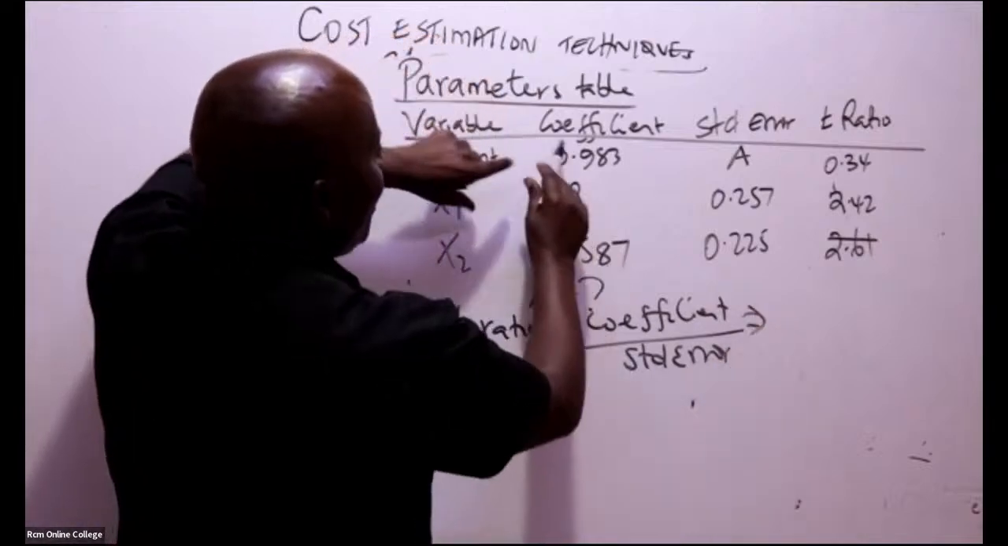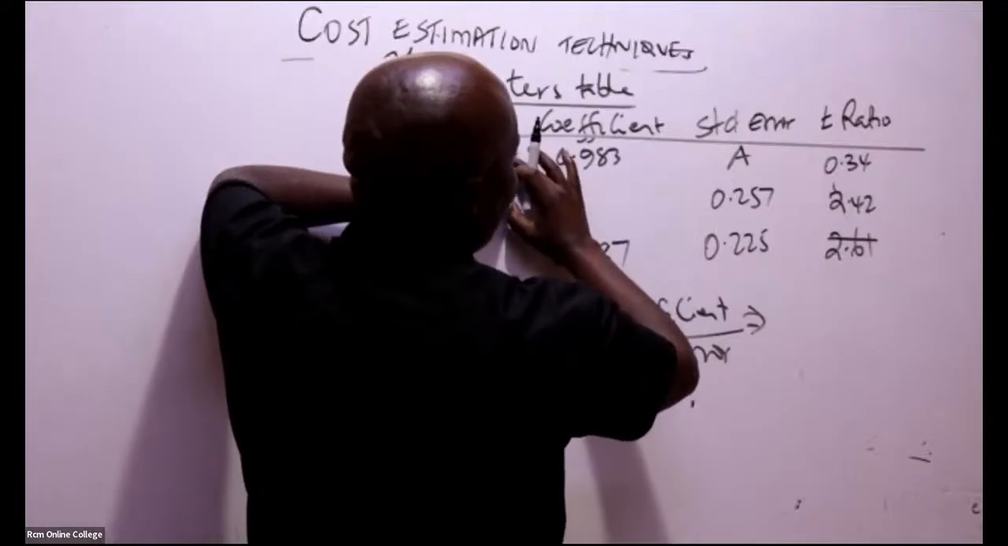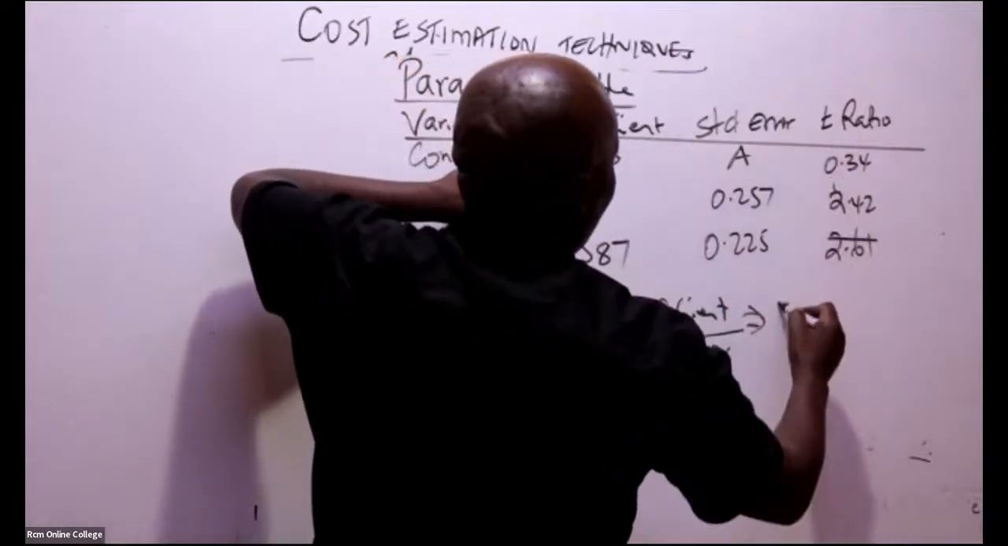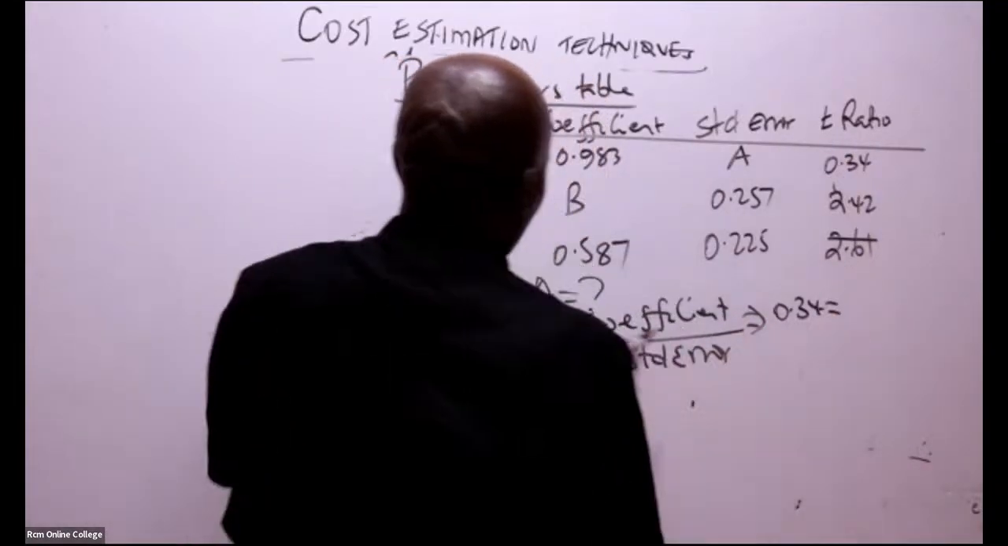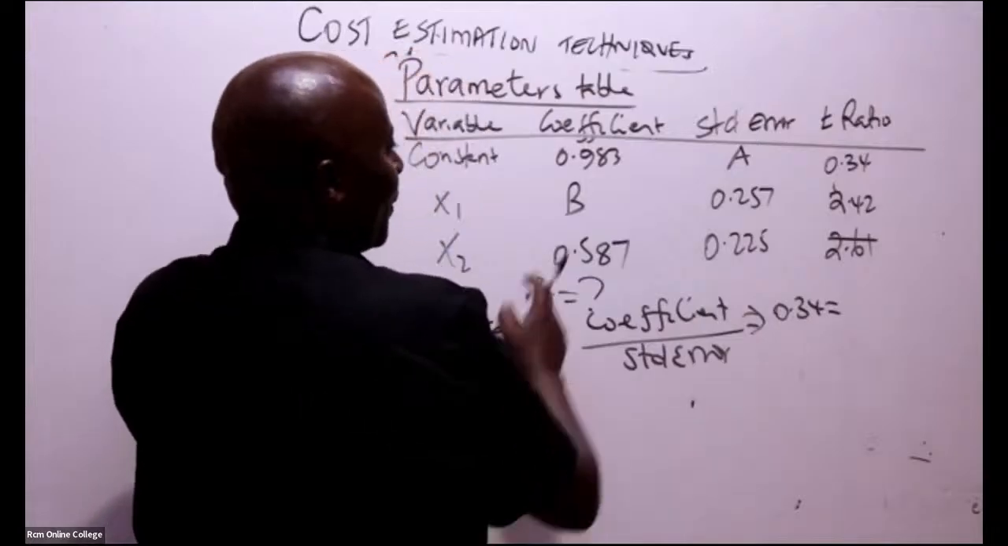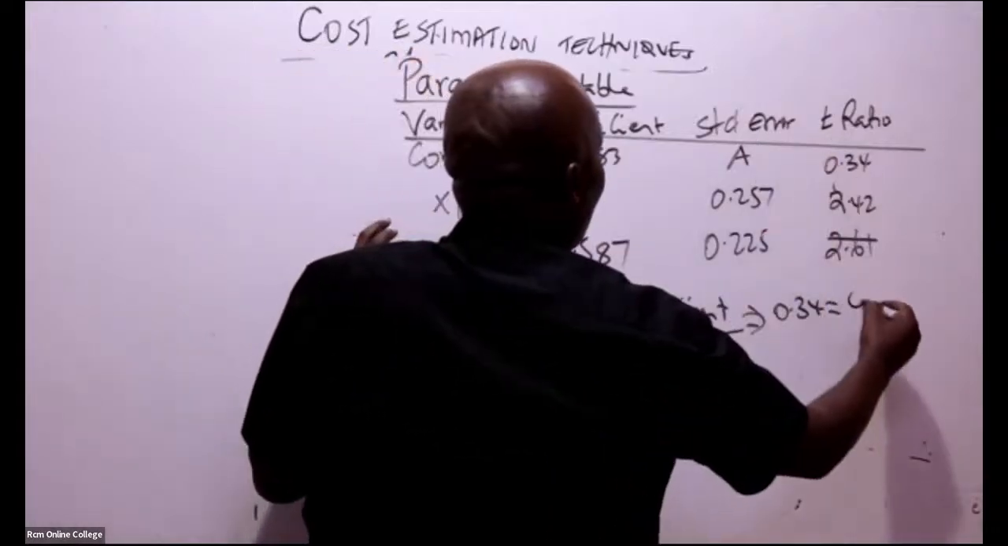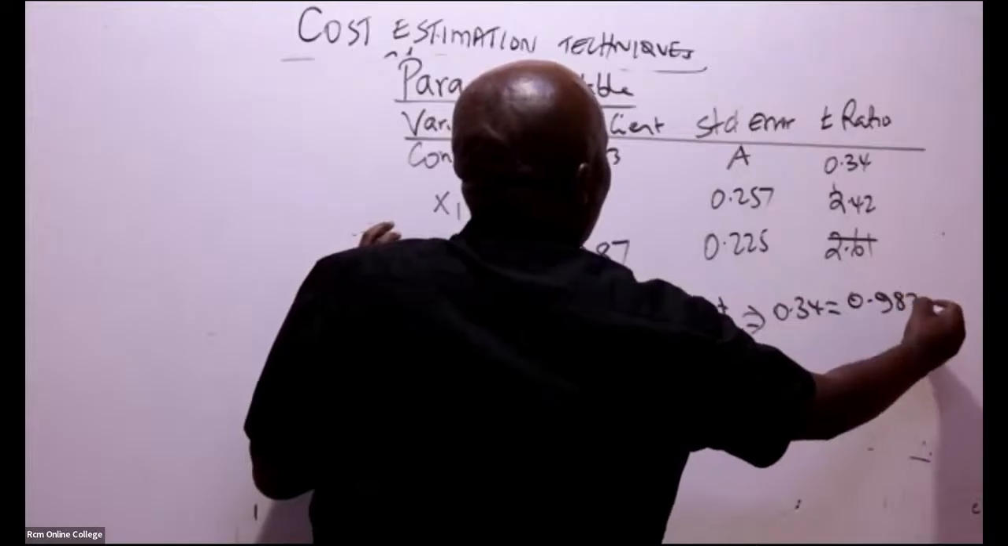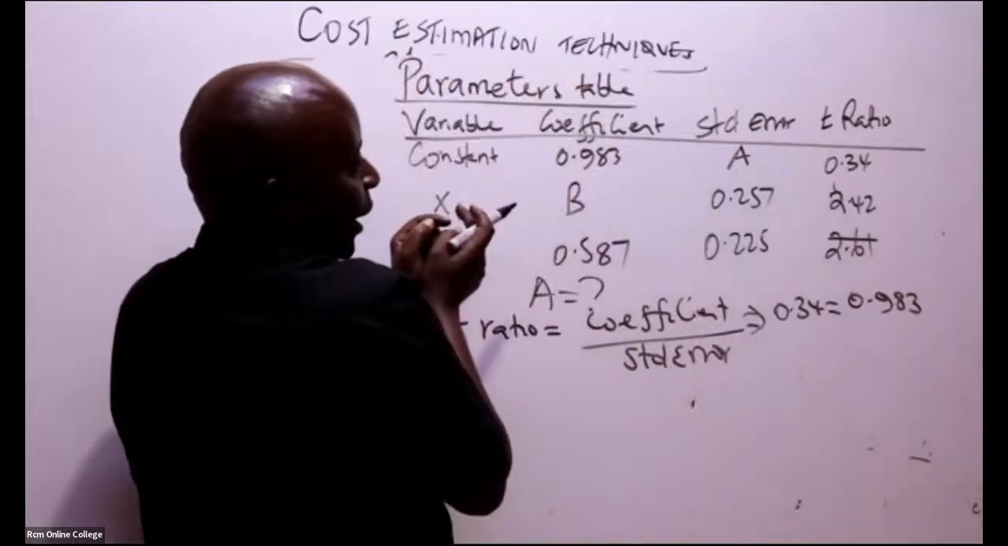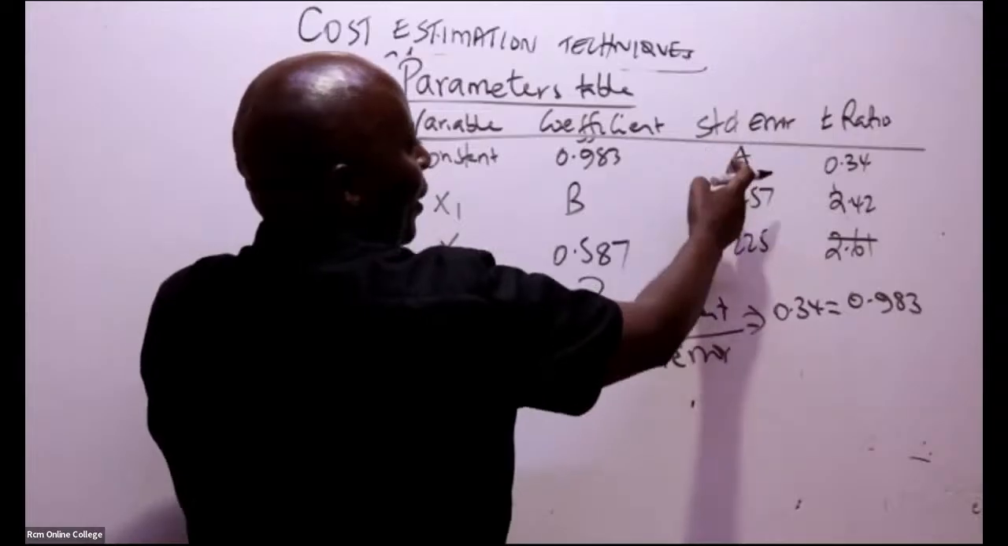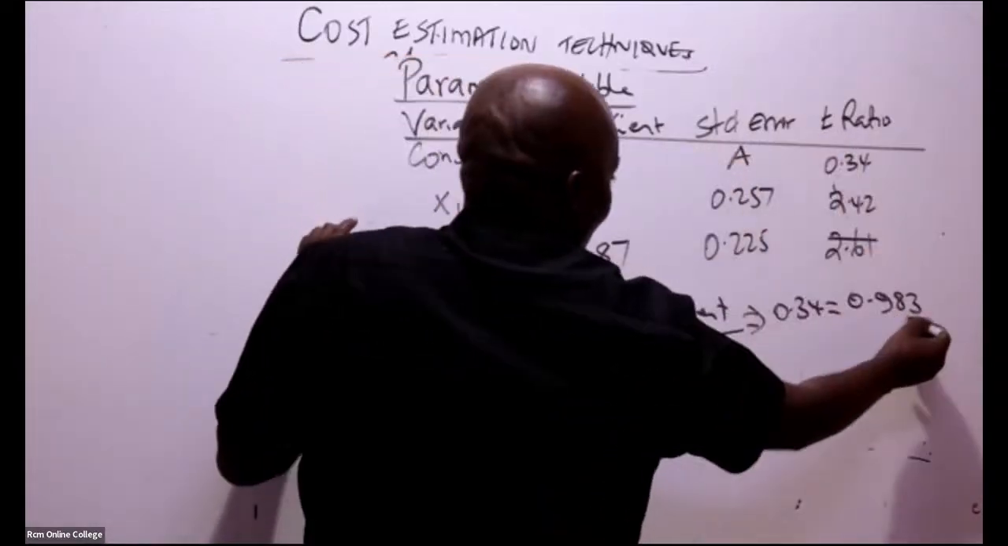The T ratio here, where A is for this constant, is 0.34. That is the T ratio I'm substituting. It equals the coefficient, and we know the coefficient is 0.983, divided by the standard error for the first one, which is A.